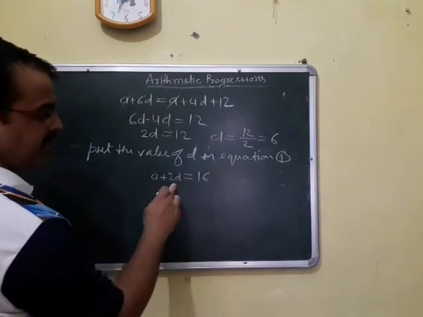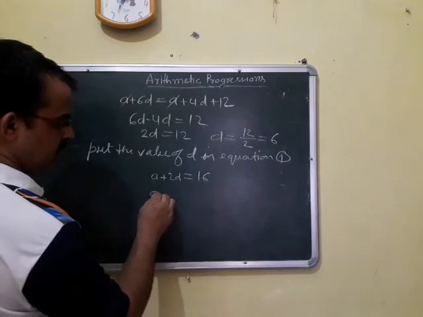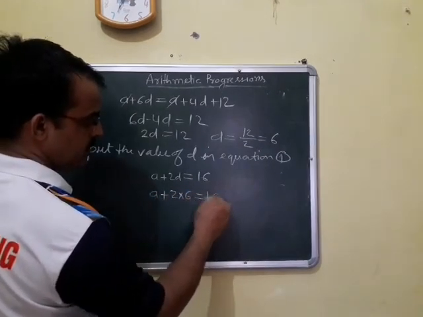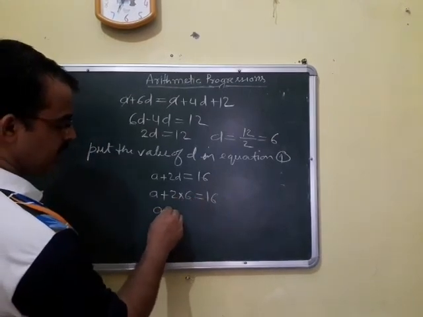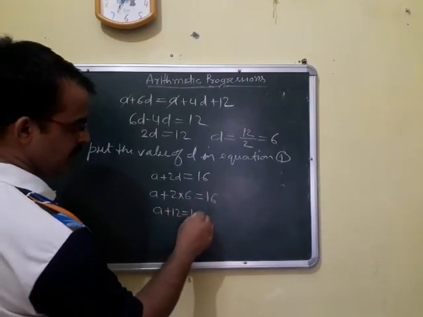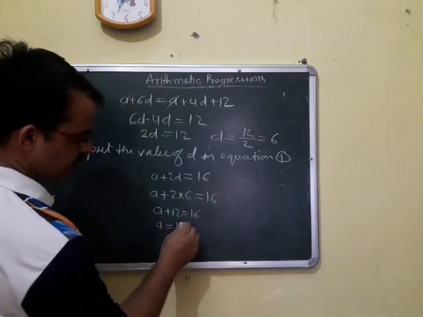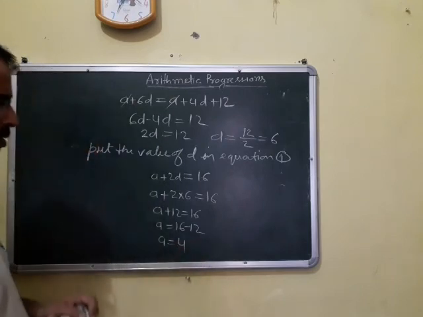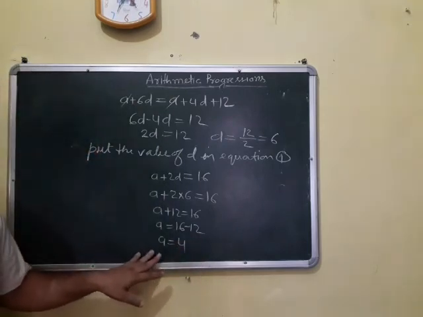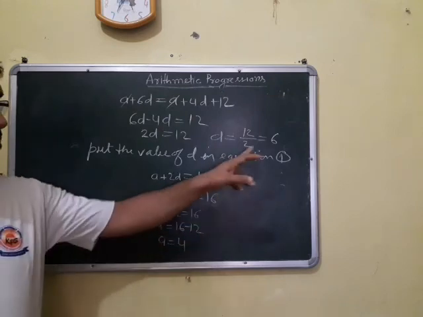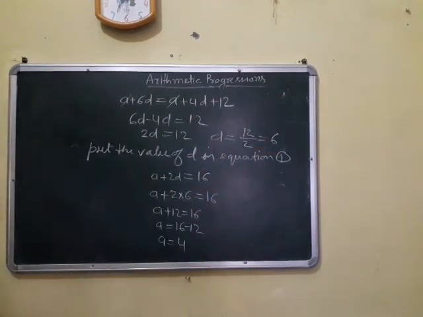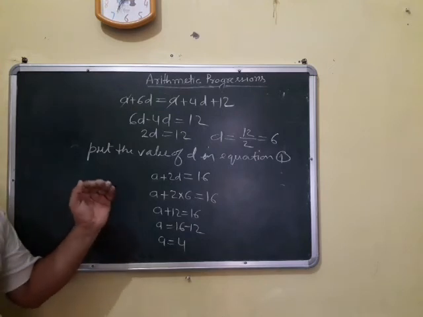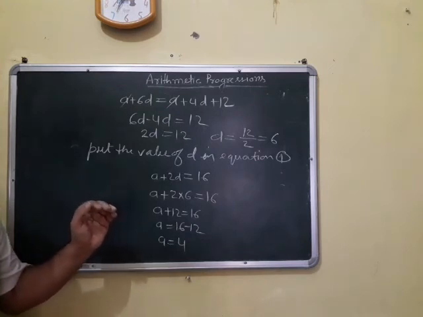So in place of d, we put here the 6. So a plus 2 into 6 is equal to 16. So we get here a plus 12 is equal to 16. So a is equal to 16 minus 12. So a is equal to 4. We find the first term a is equal to 4, and common difference 6. Clear? a is 4 and common difference is 6. Clear?